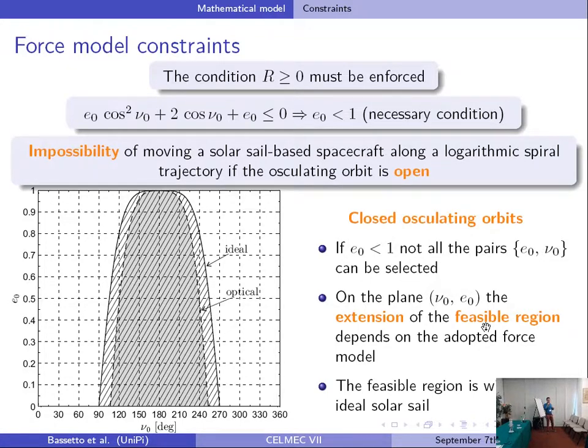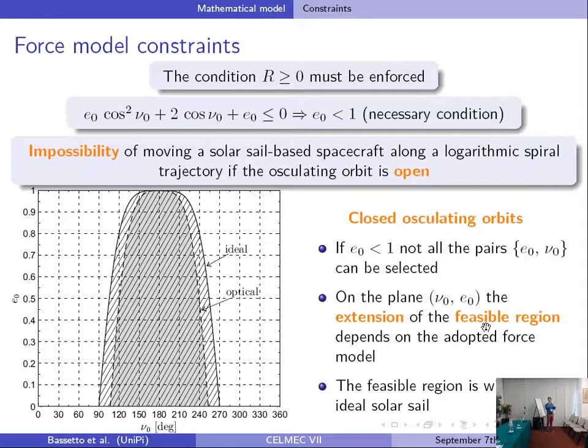Now, are all the initial conditions possible? The answer is no, because we have to comply with the condition r greater than 0. As a matter of fact, the solar sail cannot provide a negative radial propulsive acceleration. So once we have enforced this condition, we have to find e0 and nu0 such that this expression is lesser than 0. Now, a necessary condition is that the osculating parking orbit must be closed.